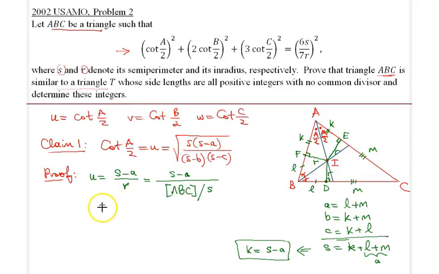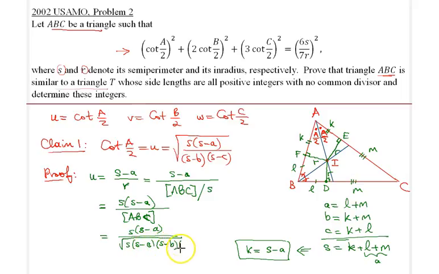So what I have here is S times S minus A over the area of triangle ABC. And now I would like to employ Heron's formula for the area of triangle ABC, plug it in, and we get the desired result. S times S minus A divided by the square root of S times S minus A times S minus B times S minus C here, and they will cancel out, and I would obviously get claim 1.